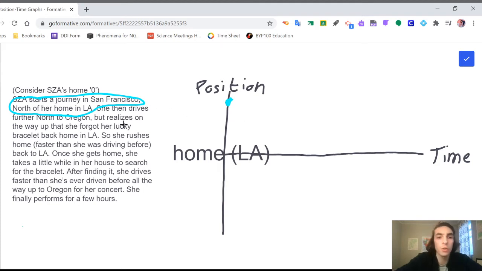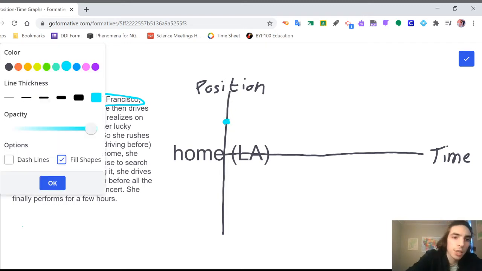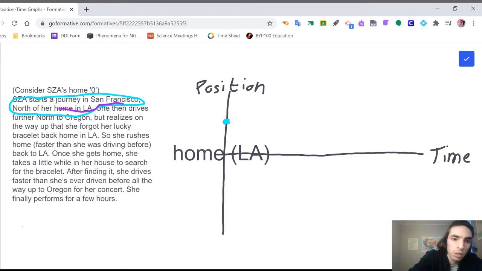She then drives further north to Oregon. Okay, so I'm going to undo this, and I want to move this initial dot down a little farther. The reason for that is that if we're told she's driving farther north, I don't want to start way up at the top of my position time graph. I want to move that down a little bit so that I actually have room to drive up to Oregon. She's driving here.